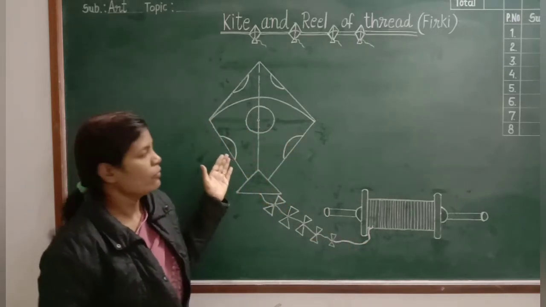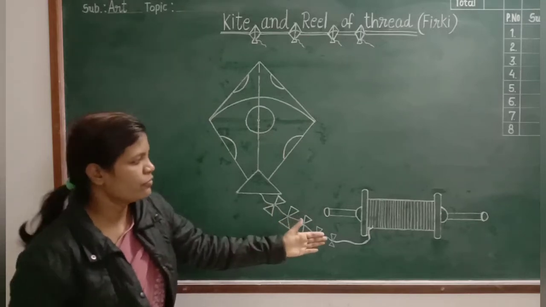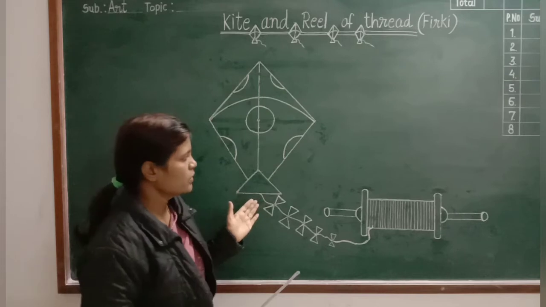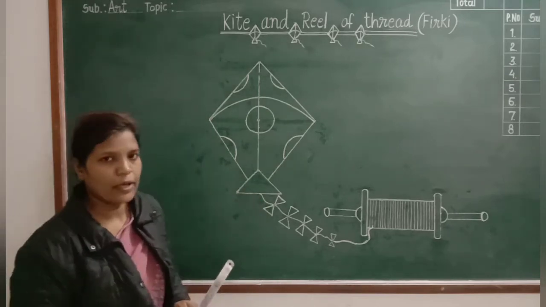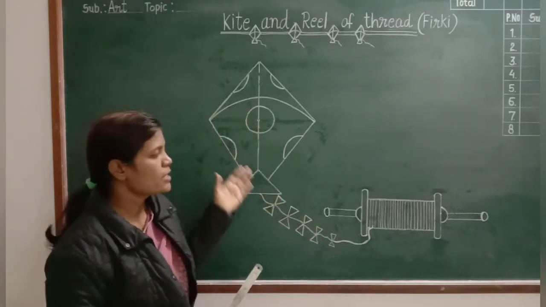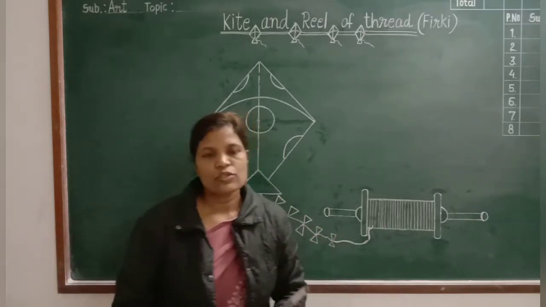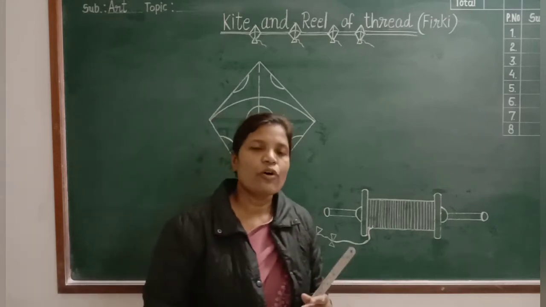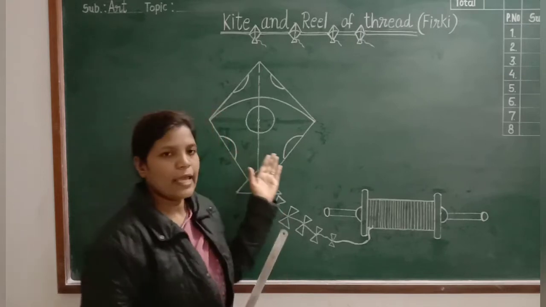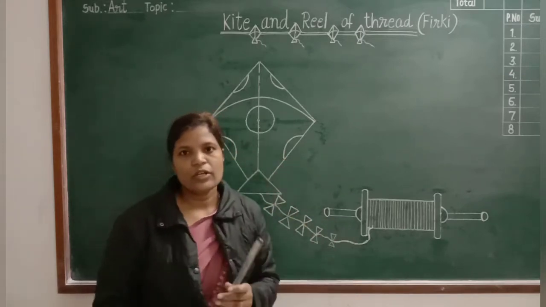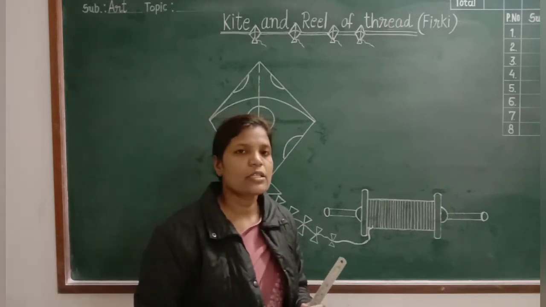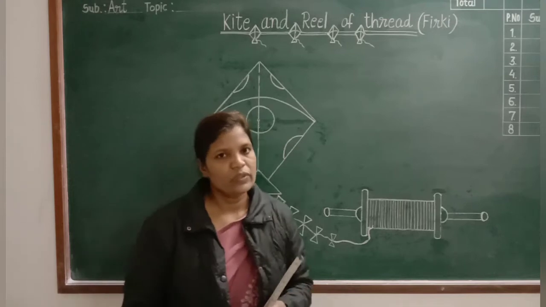So our kite and reel of thread is already drawn here, you can see. I hope children you understood how to draw kite and reel of thread. So you also draw on a blank white sheet this type of kite and reel of thread, using your own ideas, your own design. Okay, thank you.